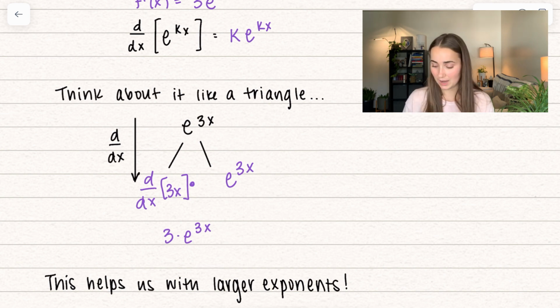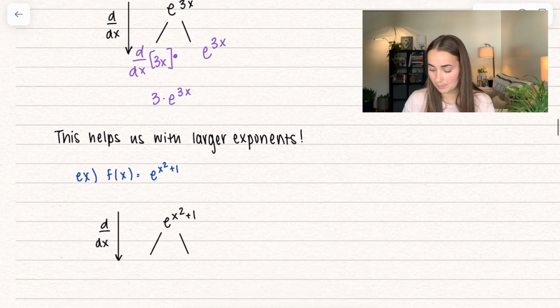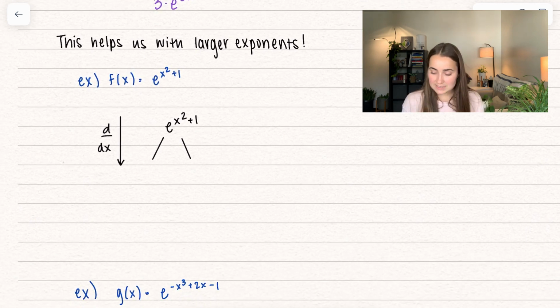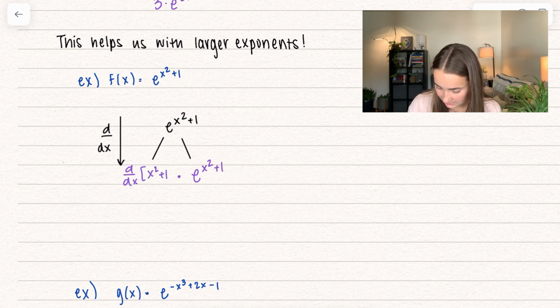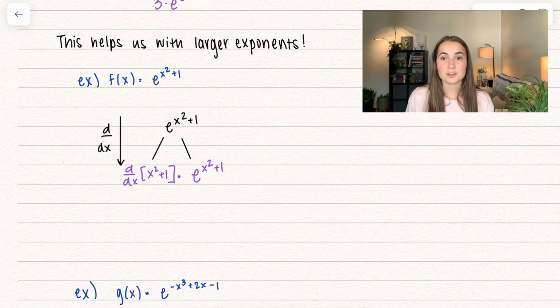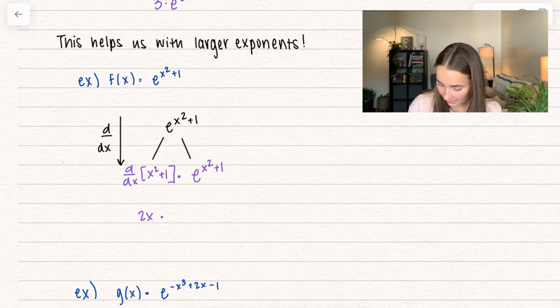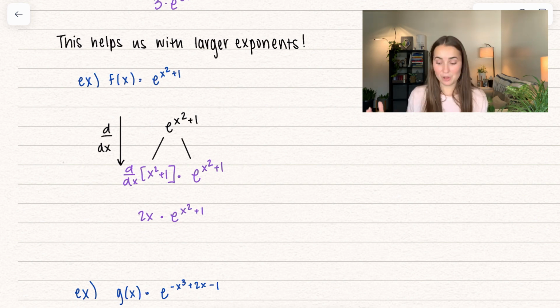I really like this triangle method, and it actually helps us quite a bit with larger exponents. So let's take this example, f of x equals e to the x squared plus 1, all of that in the exponent. The little triangle tells me that first I'm going to drop it down, so e to the x squared plus 1, but I'm going to multiply it by the derivative of the exponent, which is x squared plus 1. When I take the actual derivative of it, I get 2x, and I multiply that by e to the x squared plus 1. And that's all we got to do.